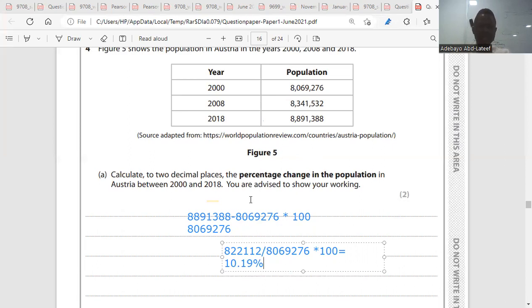So we divide the population for 2018 minus the population for 2000, divided by the population for 2000, multiplied by 100. It gives us 822,112. We divide it by 8,069,276, multiplied by 100. That gives us our answer. So we move on.